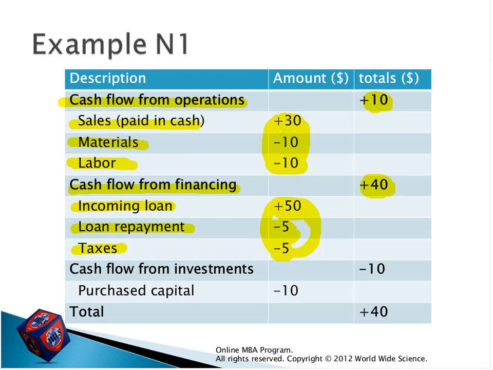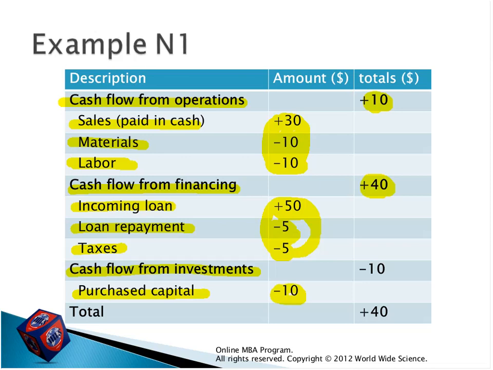Next one, the cash flow from the investments. How do we do the calculation? Like purchase of capital. What does that mean? That means we have made some investments. We have contributed $10 of our cash to the project.